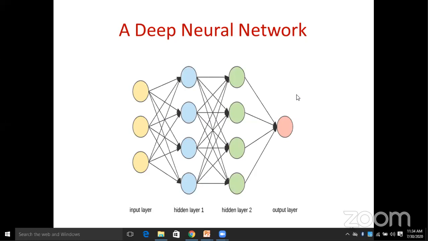Is it clear now? You will have hidden layer 1. Here I have shown you hidden layer 2, but in a real scenario you can have any number of hidden layers, any number of inputs, any number of outputs. In each hidden layer you can have any number of neurons.